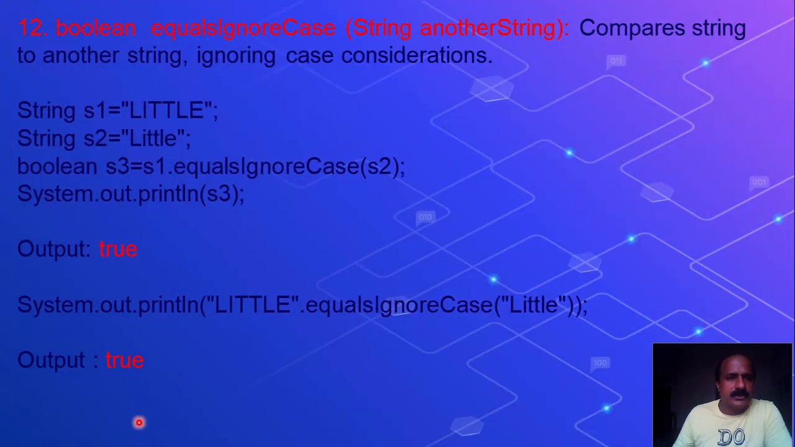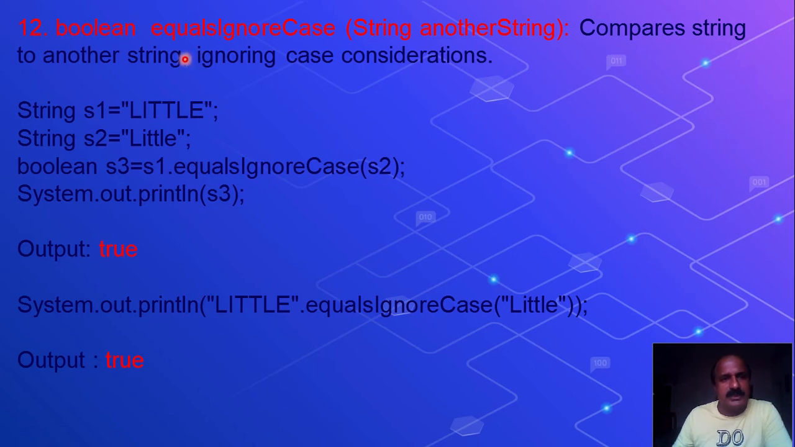Now the next function, equalsIgnoreCase. See, from the name itself, the string will be checked for equality but ignoring the case. It's not a case sensitive function. Remember, it's not a case sensitive function, but its return type remains the same, Boolean type.